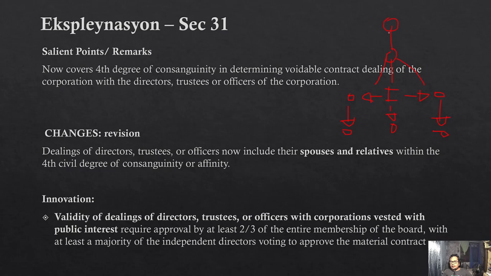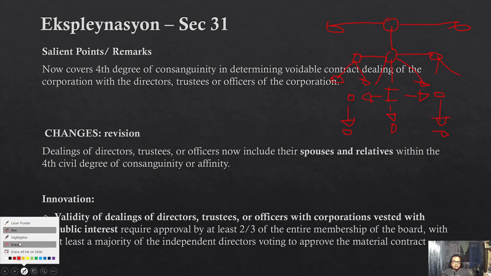Then grandparents mo nandito sa taas. Then kapatid ng parents mo. Then may sarili lang silang anak, which is your pinsans. Then ito, kapatid ng lolo-lola mo. So yung fourth degree of consanguinity, ang bilangan dyan, ganito yan ang itsura. Ang bilangan dyan, ito mga kapatid mo. Disregard natin tong isa.